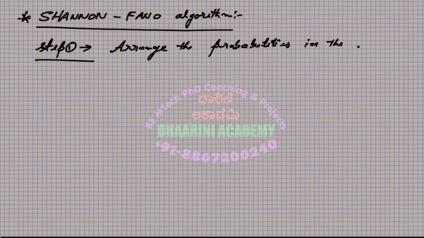So step number one is like this. First we are supposed to arrange the probabilities in the non-increasing order. That's step number one.